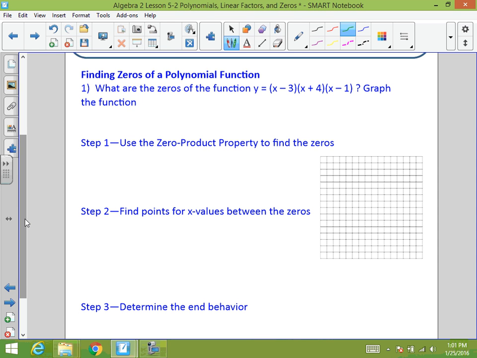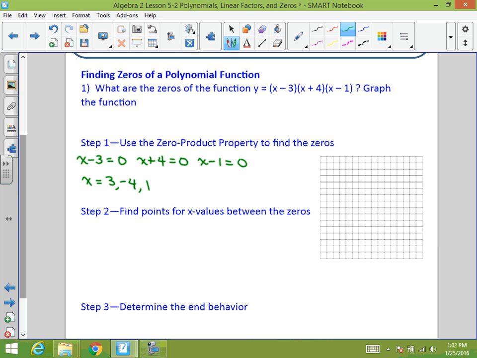We're just going to use the zero product property to find all the zeros, which means x minus 3 equals 0, x plus 4 equals 0, x minus 1 equals 0. So in other words, x can equal 3, negative 4, and positive 1. So our zeros are at 3, negative 4, and positive 1.